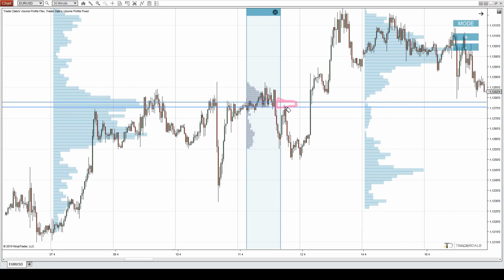Alright, as you can see, the price reacted very nicely to this zone. So if you took the lower level, it would definitely be a nice winning trade. If you took the higher level based on those volumes accumulated just in here, then you would miss the trade.